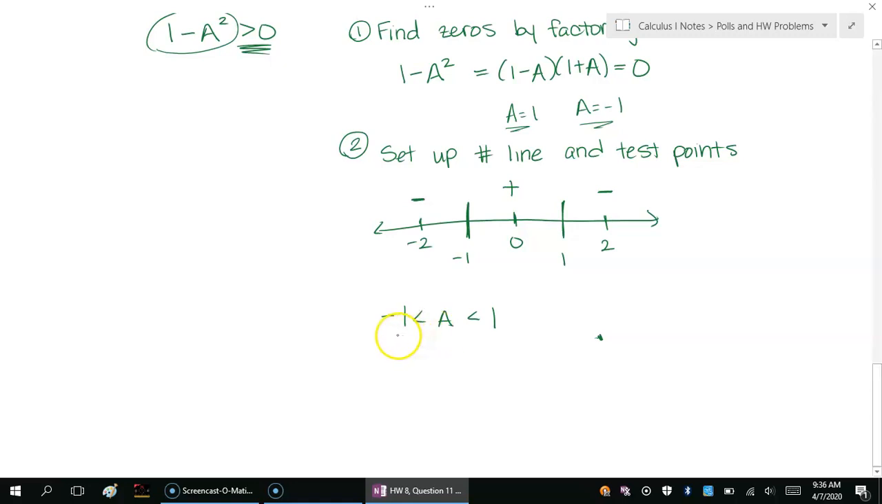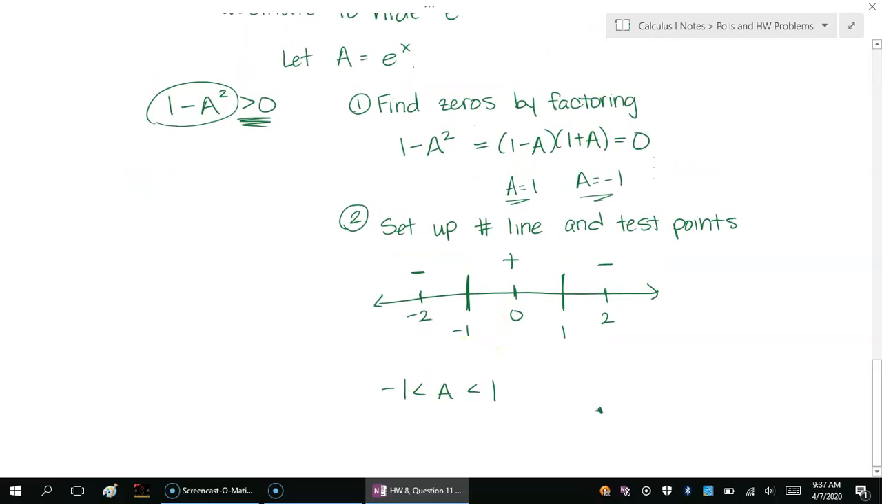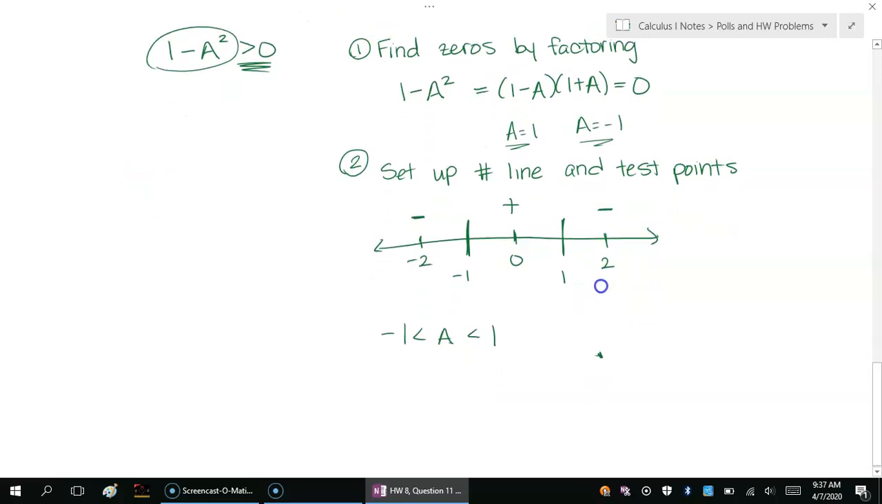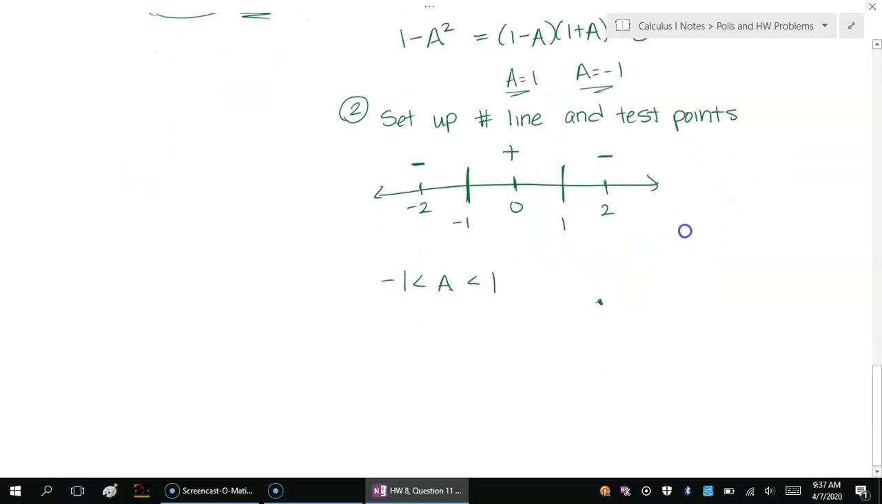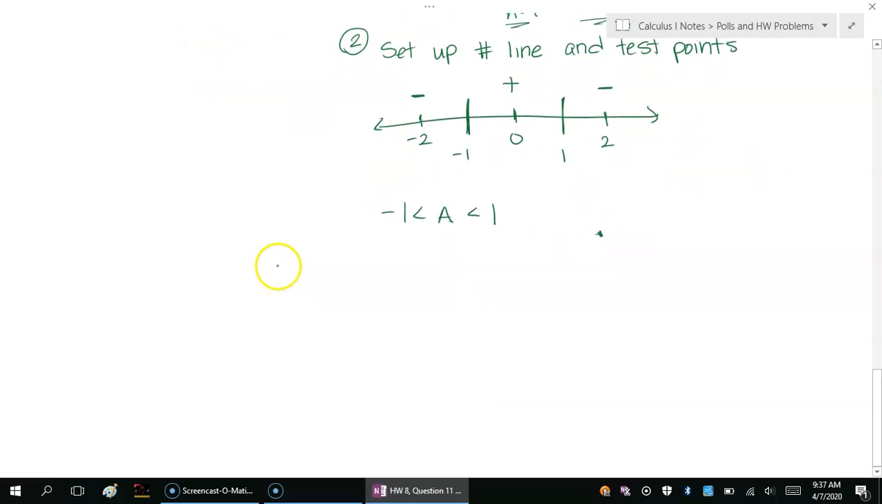Okay, so I figured out what my values for a are, but remember a was a stand-in. A really stands for e to the x. So what I want is to go back and figure out what this tells me about x. Well, it tells me that -1 should be strictly less than e to the x, and that should be strictly less than 1.